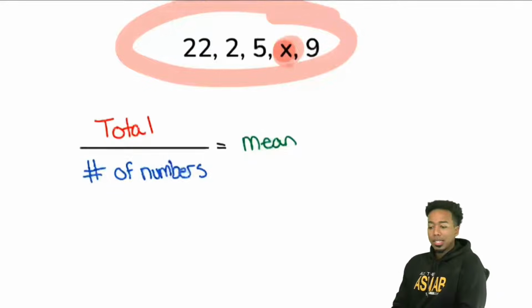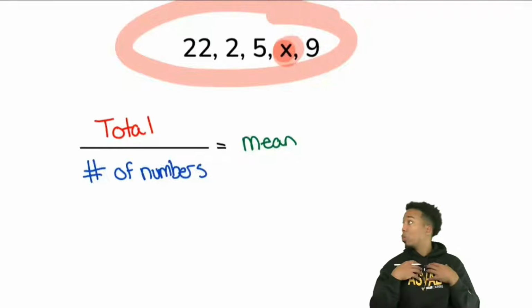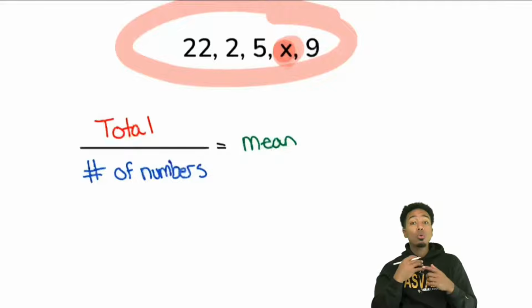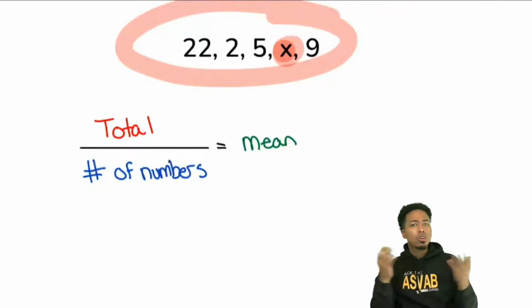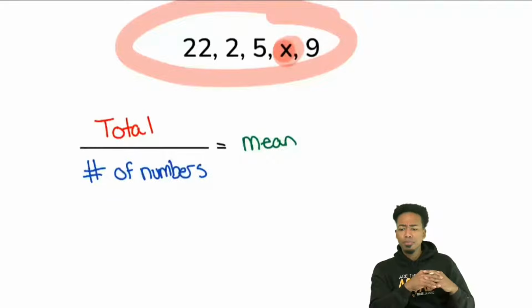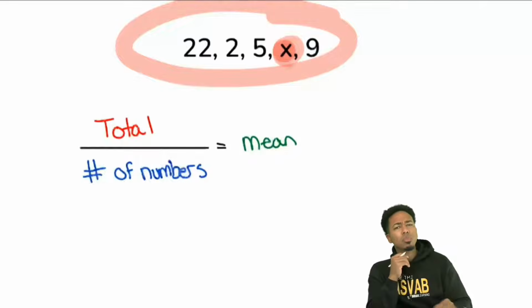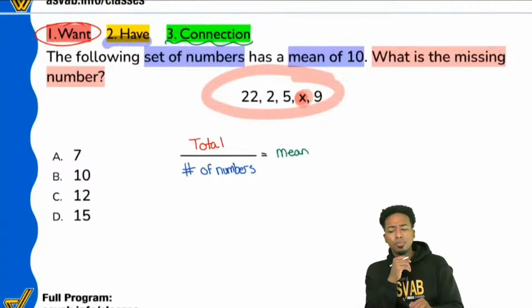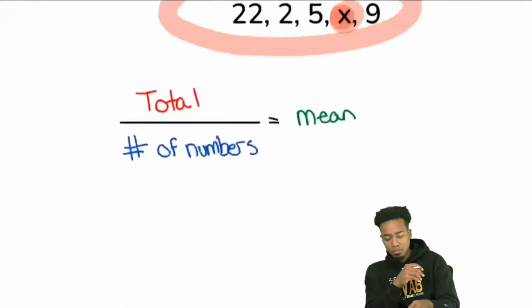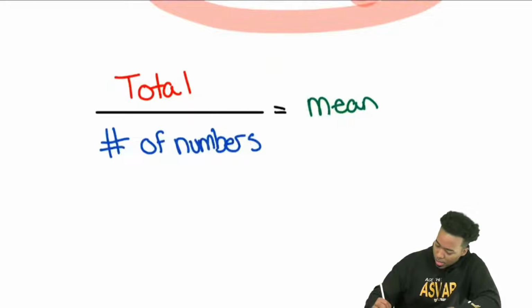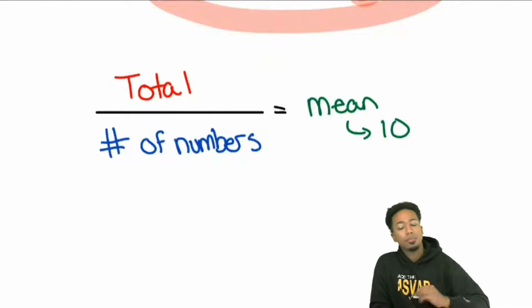Now, let's understand, everybody, which of those pieces do we have? The total, the number of numbers, the mean. Which one of these do we have? We have the mean. Okay, great. What did they say the mean was? Okay, the mean was 10. Thank you. So I'm going to go ahead and write that down. The mean was 10. I'll write an arrow right there.